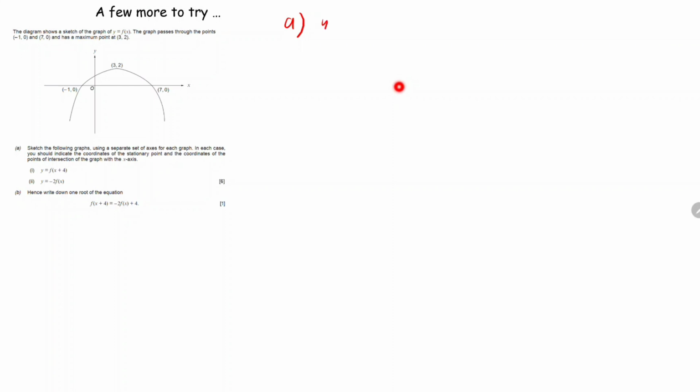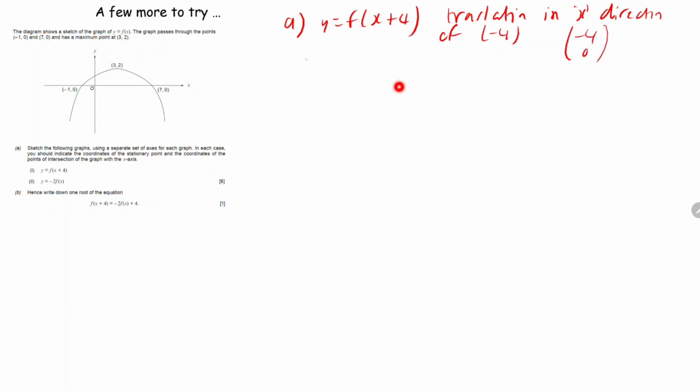So for part A, we have y equals f of x plus 4. This is going to be a translation in the x direction of -4. So it's going to be a -4, 0 translation.